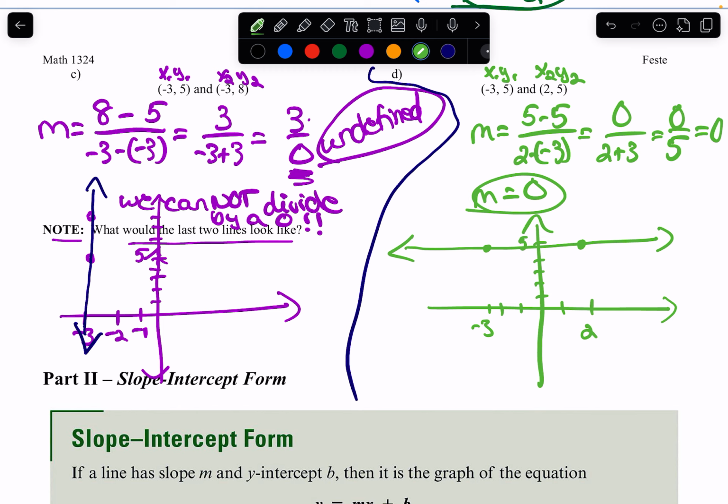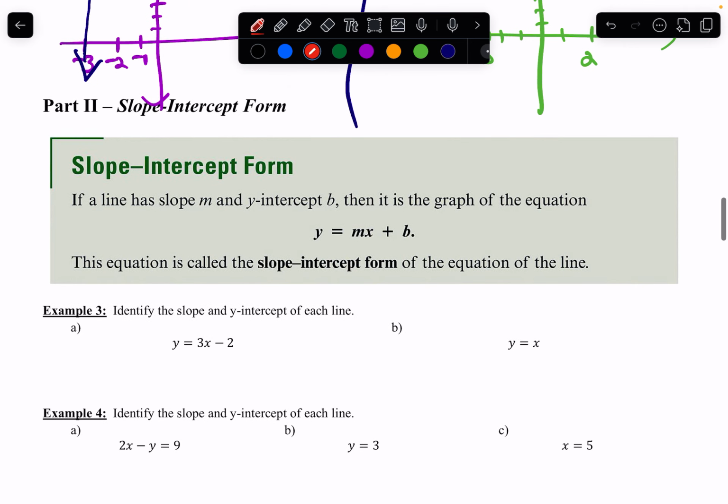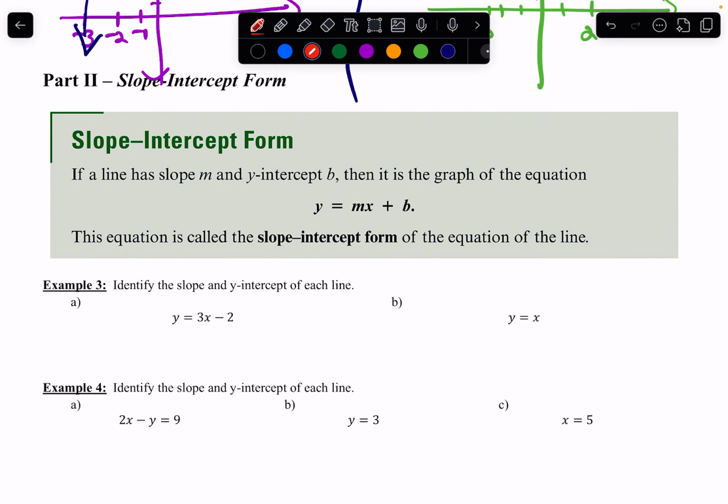Okay, let's move on. And we're going to look at slope-intercept form now. If a line has a slope m and y-intercept b, then it is the graph of the equation y equals mx plus b. This is called the slope-intercept form. You will need to know what is slope-intercept form. We are going to look at other forms as well.